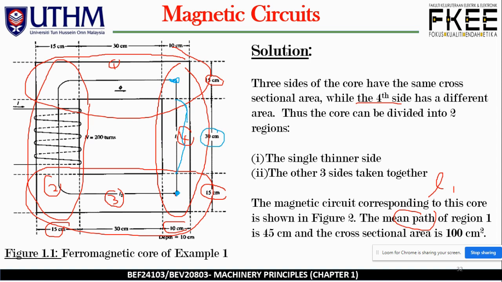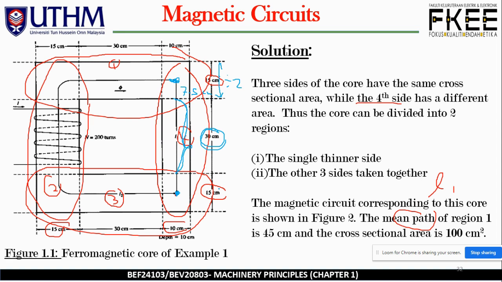So this is again how to calculate the mean path length of this leg, the fourth leg. We have 30 centimeter over here. Then from this point up to this point is 7.5, because I have 15 centimeter over here, which is divided by 2, because I take from the middle. So it is going to be 7.5 centimeter.